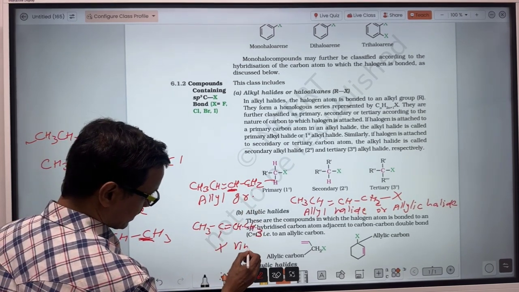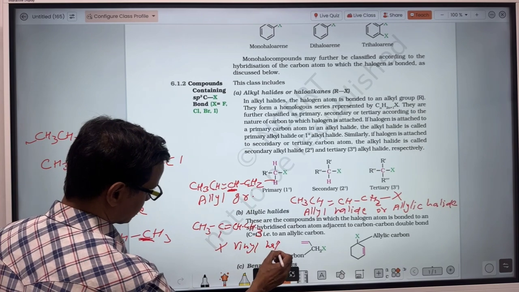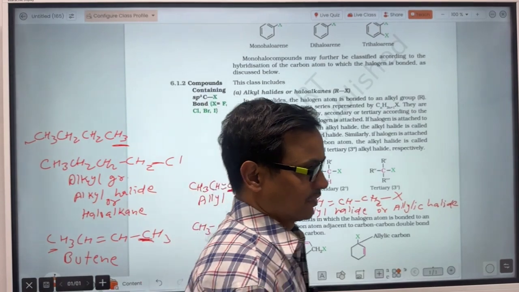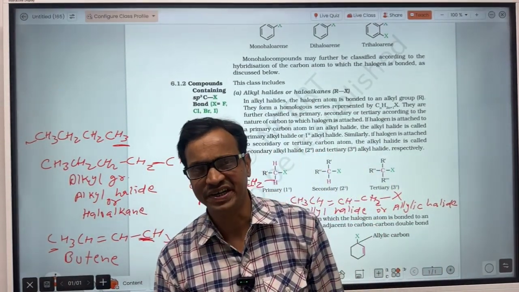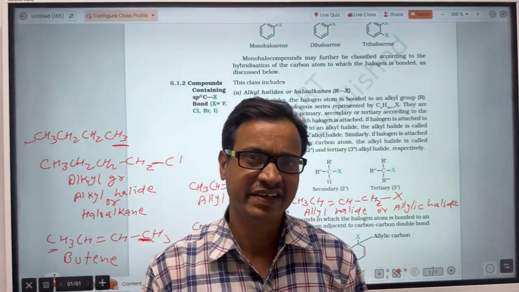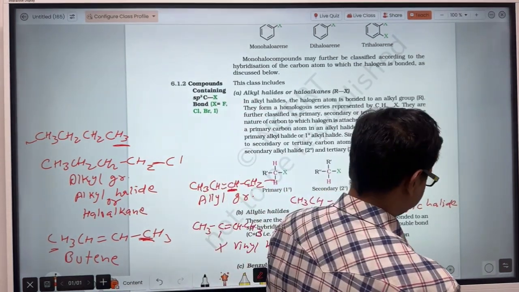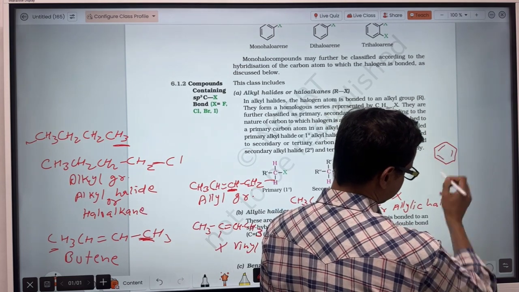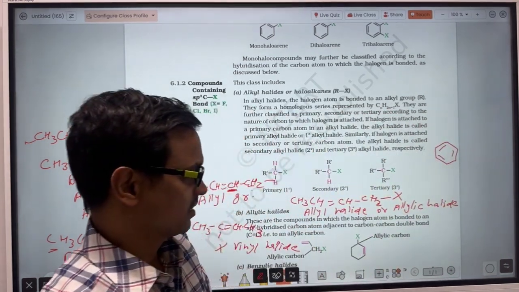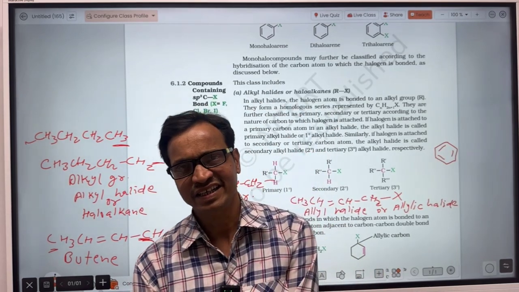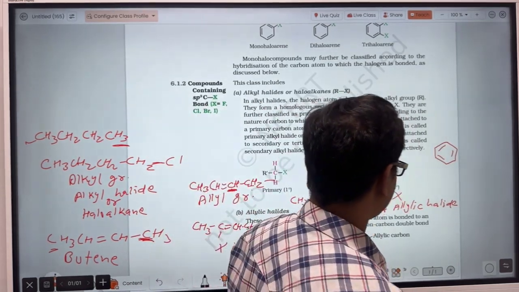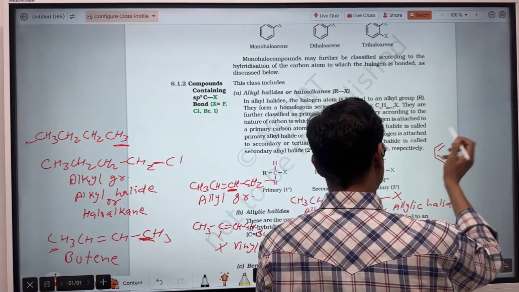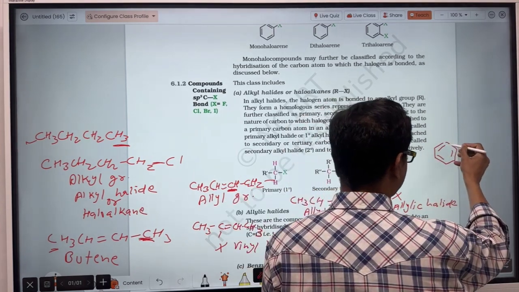So that will be called vinyl halide or vinylic halide. In the same way, when halogen is bonded directly to the benzene ring, you have studied that when the halogen is bonded to an aromatic hydrocarbon, the compound is classified as aryl halide. Here the halogen is bonded directly to the benzene ring, so that will be classified as aryl halide.